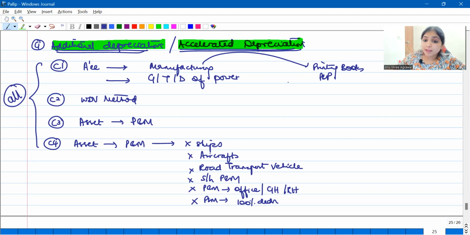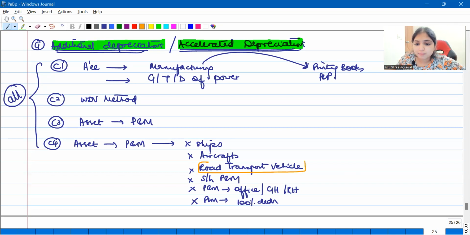If the assessee is into manufacturing business, manufacturing will also include printing and publishing of books. Second condition, he must be following the WDV method of depreciation. Third condition, I am going to give this benefit only to plant and machinery category and not to any other category. And even inside plant and machinery, I have some exclusions. Ships, no additional depreciation. Aircraft, no additional depreciation. Understood.